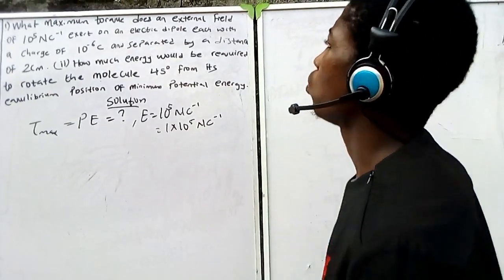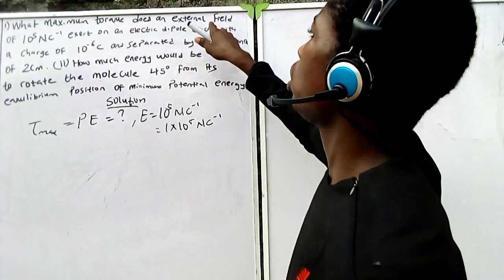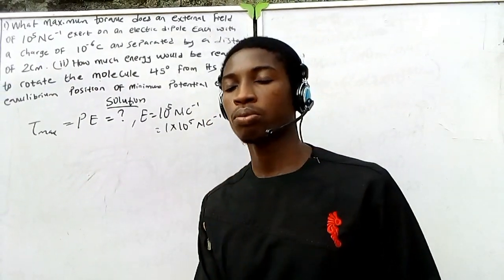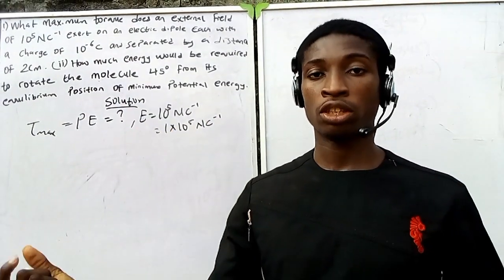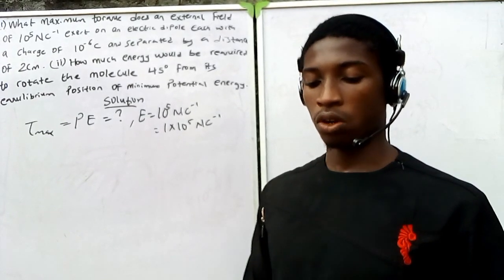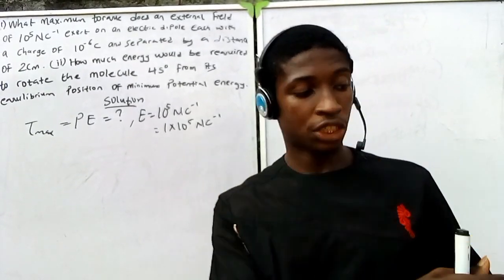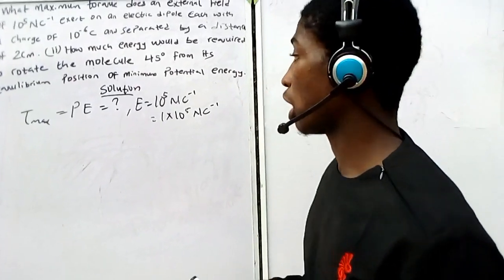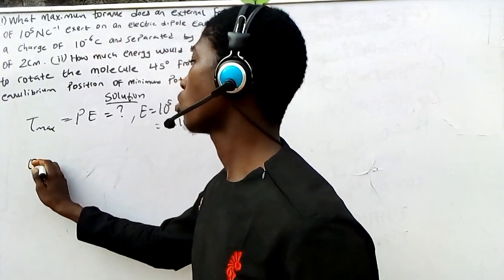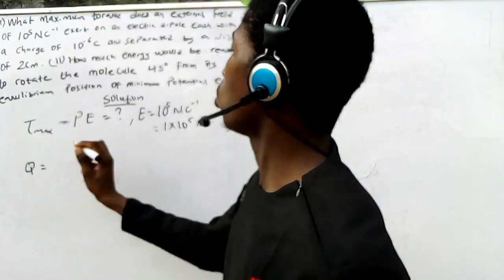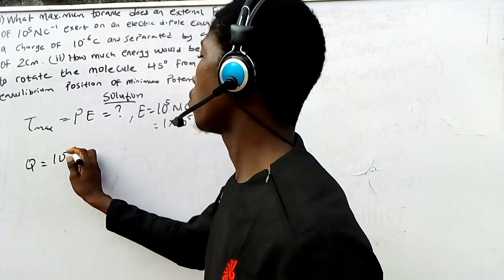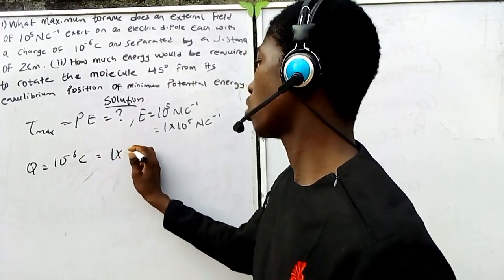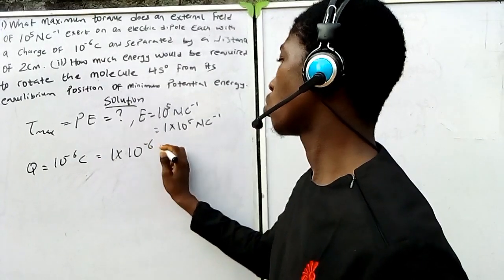Alright? So now they say it exerts on an electric dipole each with a charge of 10 to the power of negative 6 coulomb. Remember I said a dipole contains two charges separated by a distance. Those two charges are of equal magnitude. You just pick one of the charges, and Q is equal to 10 to the power of negative 6 coulomb, or you can write it as 1 times 10 to the power of negative 6 coulomb.